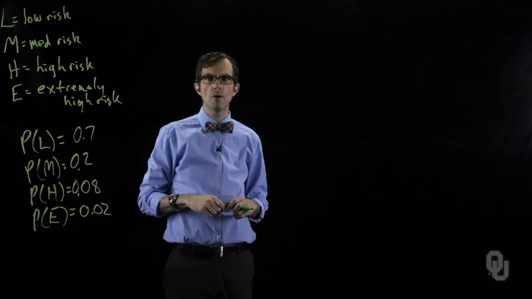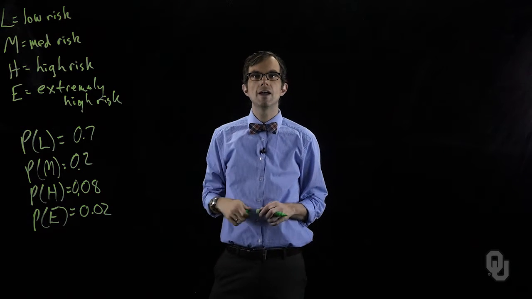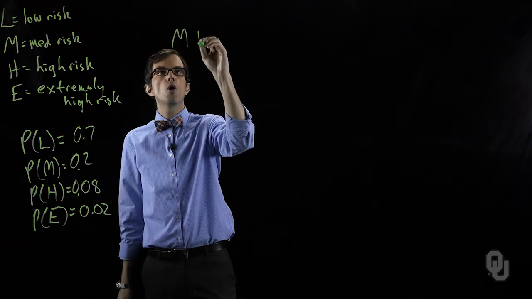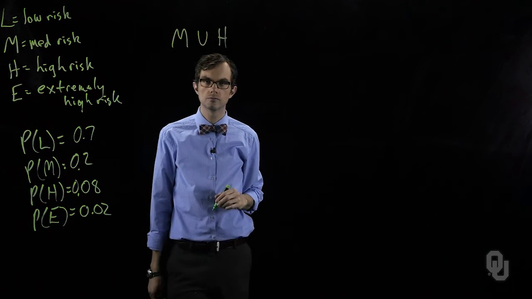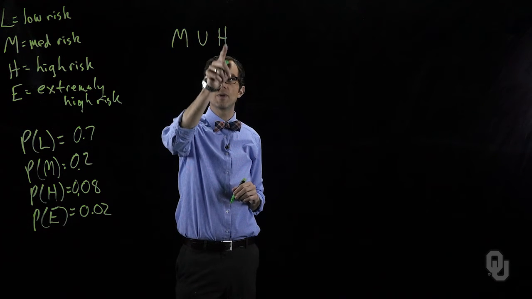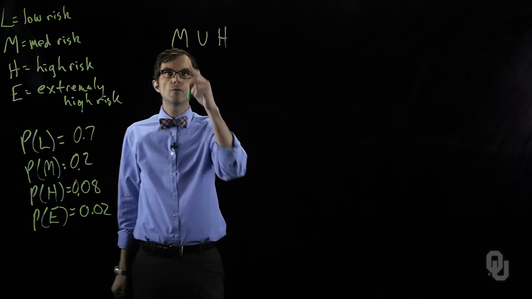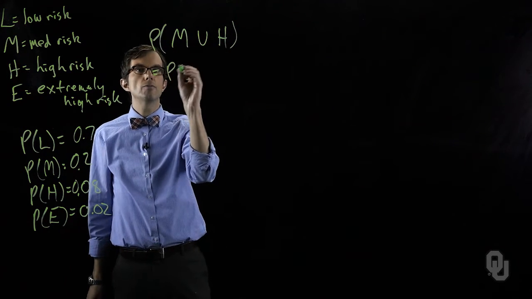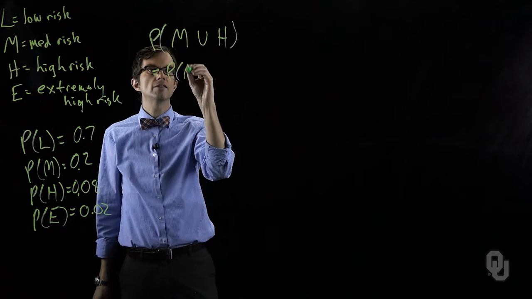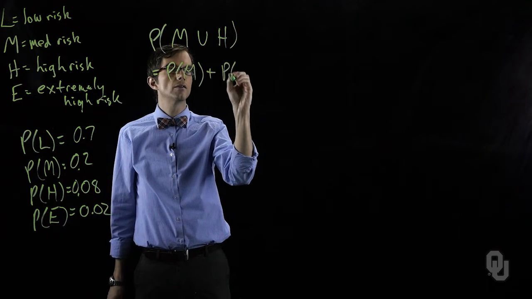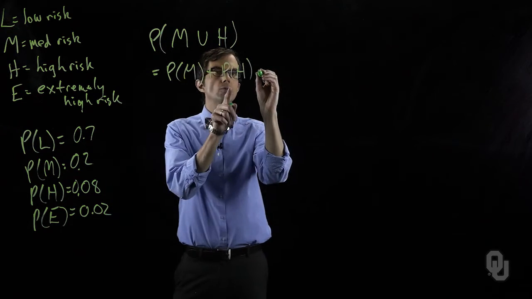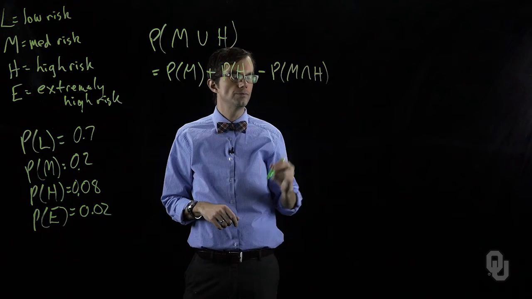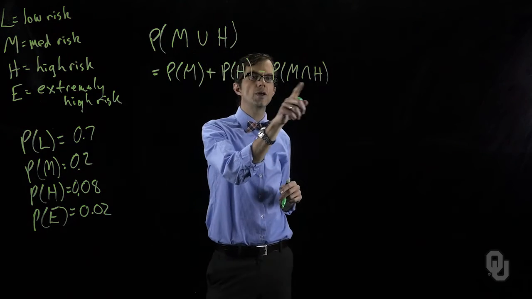And so what we want to know is what's the probability that a project is medium or high risk? Medium or high risk. So here, or means union. And if we want this probability, the probability of medium or high risk, that's the sum of probabilities of medium and high risk. And we have to subtract off the intersection between medium and high risk. But what's the intersection between medium and high risk?